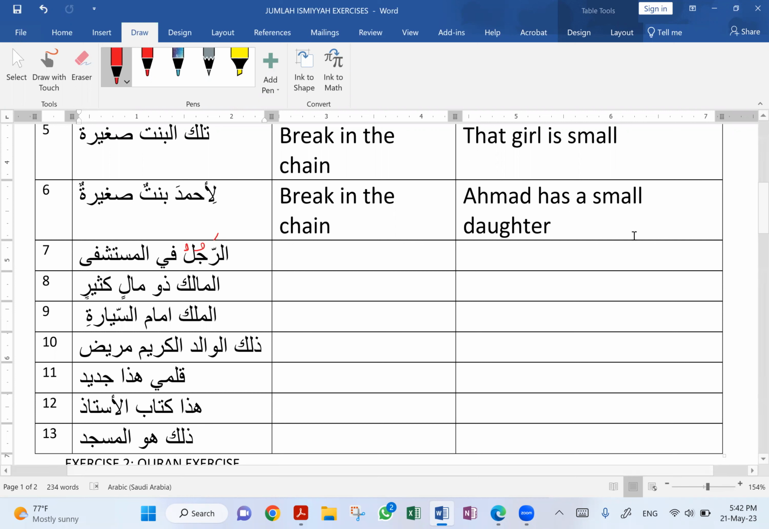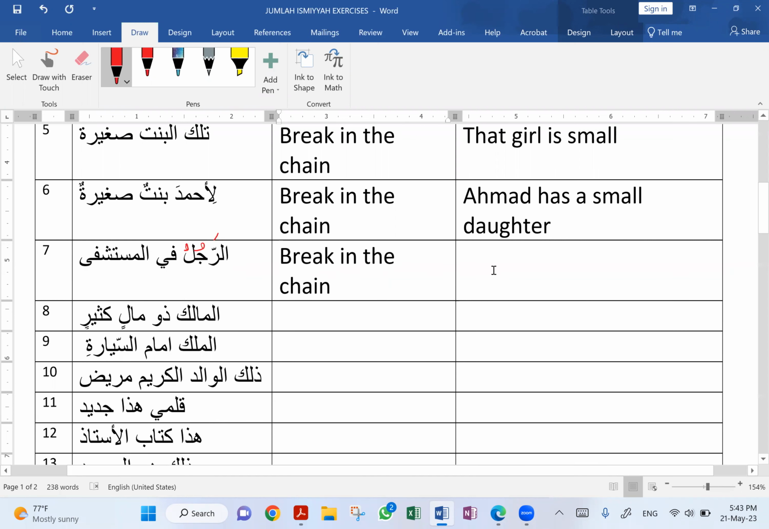Exactly. And what kind of sentence is this? This is a Jumlah Ismiyyah, but how do we know? What is a giveaway? Because of the alif lam, the proper noun. There are several ways we can look at it. We can say it's proper followed by common, but there's also a break in the chain, because you have ar-rajulu standing alone, and then fil mustashfa is one bucket. Fil mustashfa isn't really common, because it's a jar majroor sentence. So maybe we can just say break in the chain again.